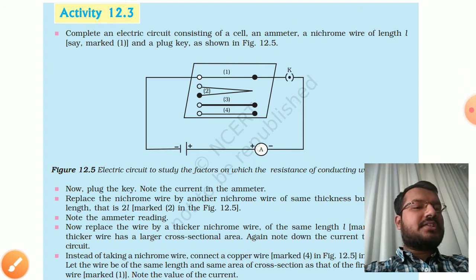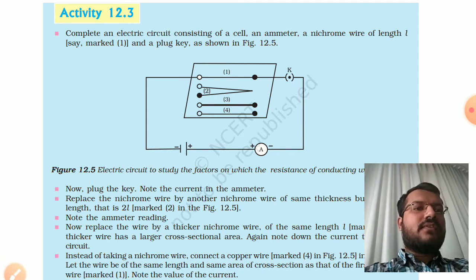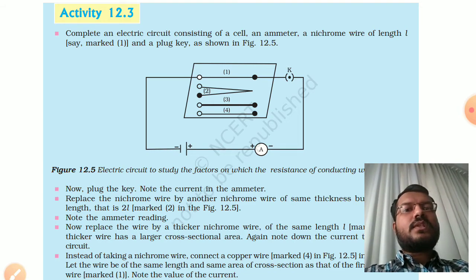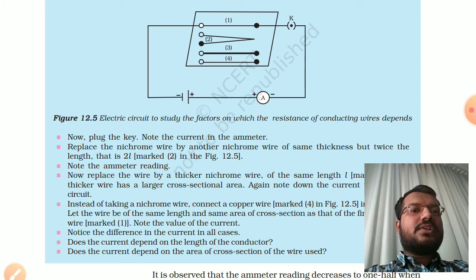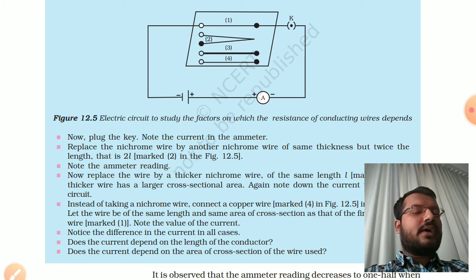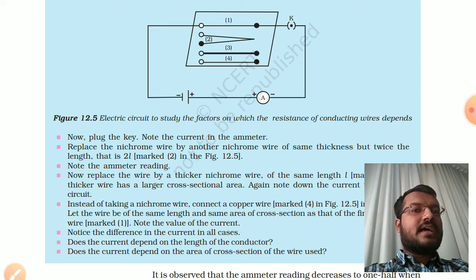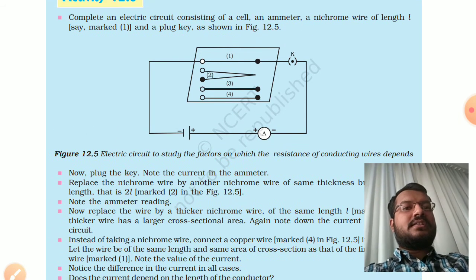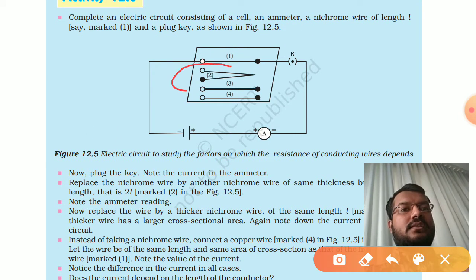We will change the thickness of the wire, the length of the wire, and the material of the wire, and check whether there is any change in the current. Now plug the key and note the current in the ammeter. First you connect the nichrome wire, then plug the key, and note down the ammeter reading. Then replace the nichrome wire by another nichrome wire of the same thickness but twice the length, that is 2L, marked as 2 in this figure.